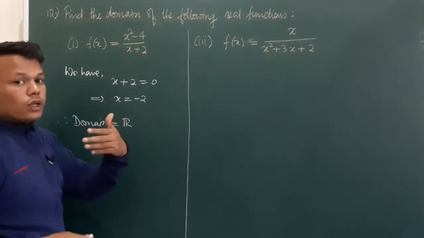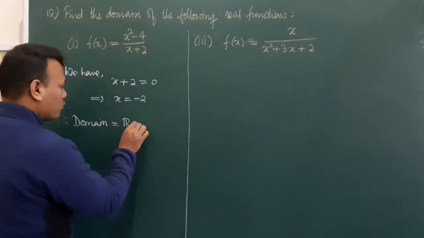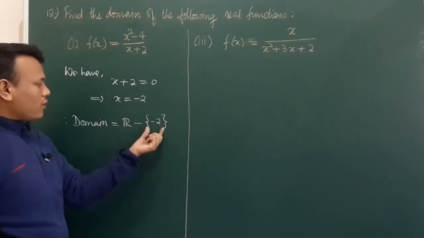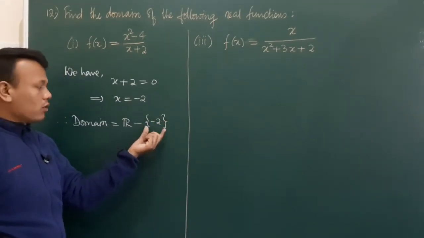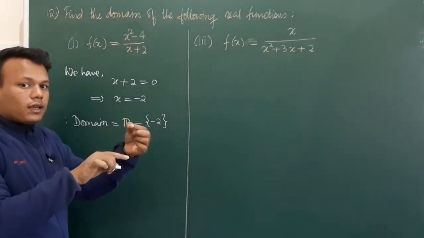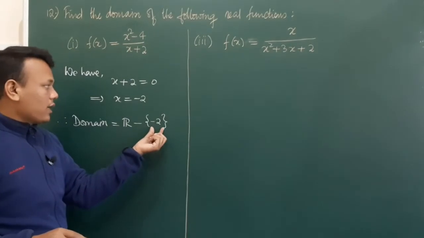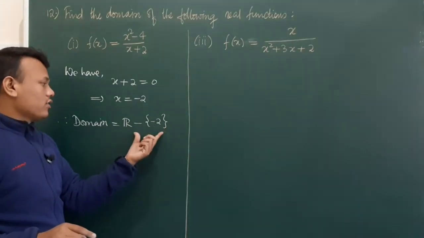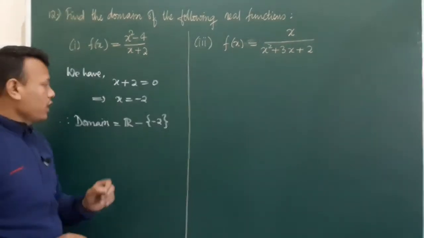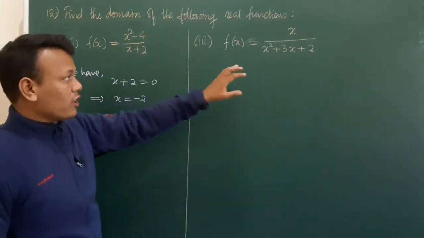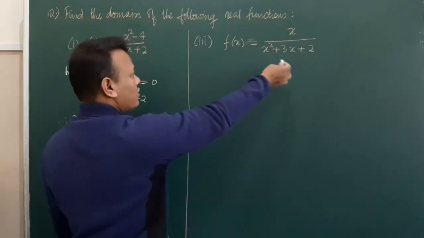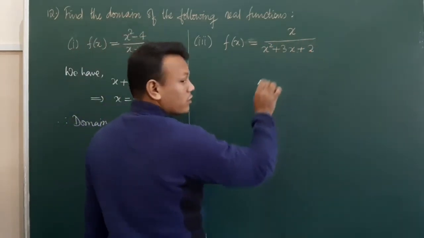That means I need to remove minus 2. So let us remove minus 2. Okay. So you have to always put this bracket. Remember, from a real line, you're eliminating a set containing minus 2. Alright. So that's why this will be the domain for this particular function. Okay, so let's check with the second one. So again here also we should not have the denominator to be 0. So let's check when this denominator will be 0.